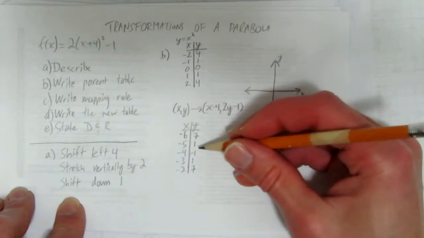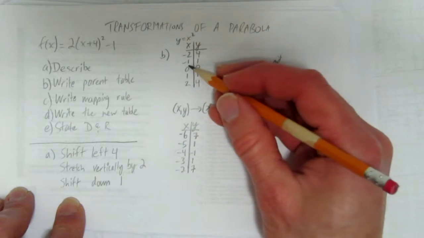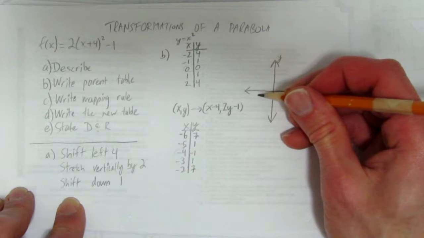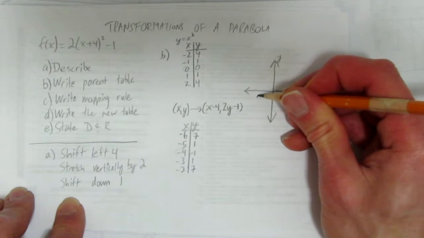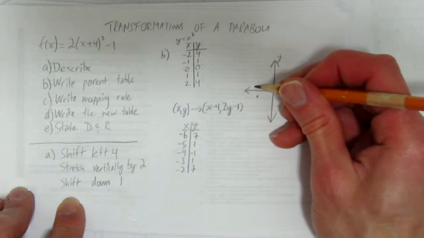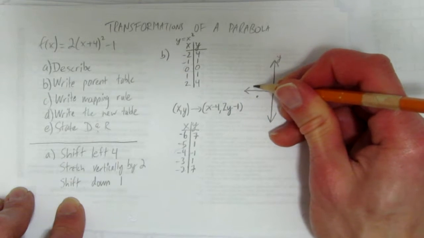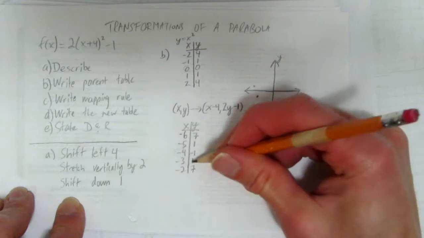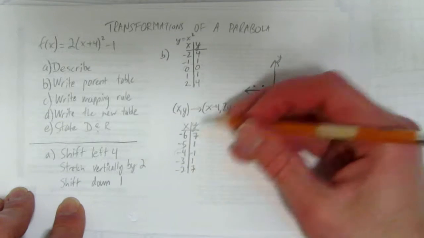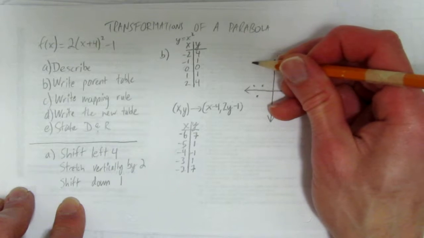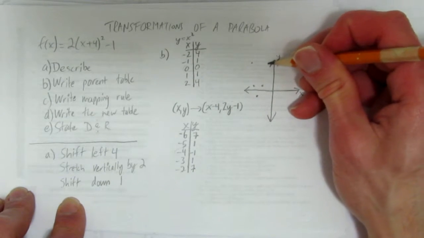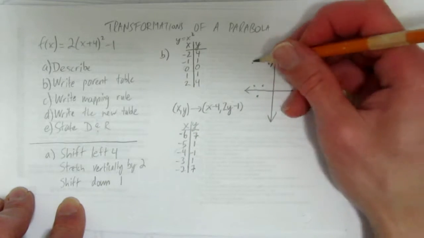So these points here, I'll start here with the vertex, which used to be 0, 0. Now it's negative 4, negative 1. So that's about here. Again, just a rough sketch. And then there'll be a point at negative 5, 1. That's about here, maybe. And there'll be a point at negative 3, 1. That's about there. And there'll be a point at negative 6, 7, way up here. And a point at negative 2, 7.